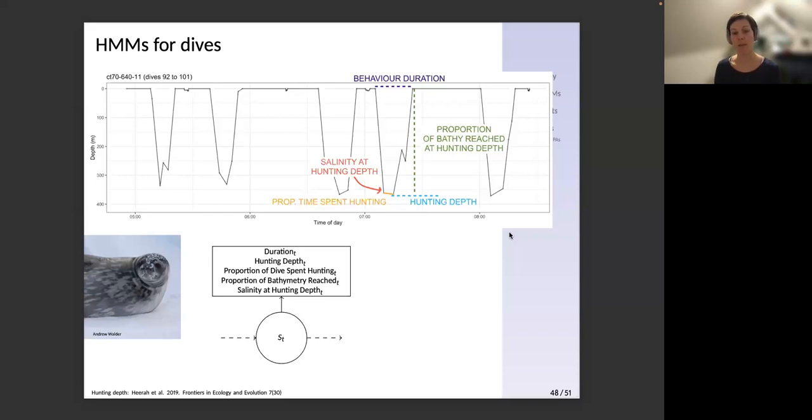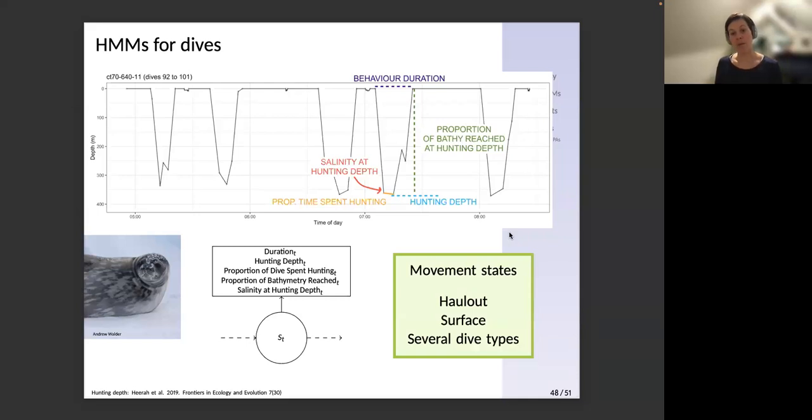The proportion of the dive spent hunting, and the proportion of the bathymetry reached. So if they reached the bottom, that was 1. If they reached halfway to the bottom, that was 50%, that kind of thing. And also we looked at the salinity at hunting depth. We could do this because the tags also collected temperature and salinity of the water that the seals were diving through. So we had all these aspects of the dive and we wanted to estimate the underlying states.